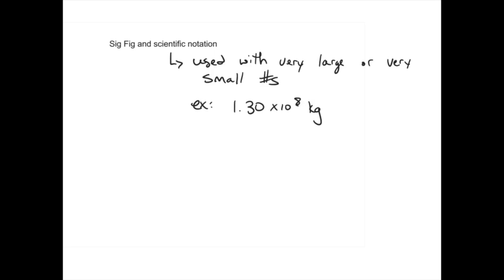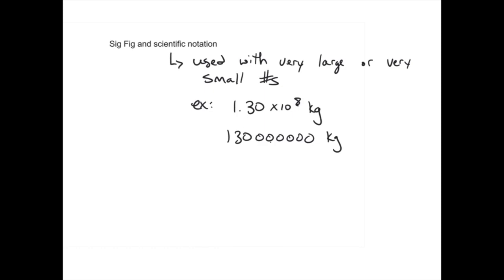I'm going to tell you how to handle significant figures when you have a number in scientific notation. Remember, scientific notation is used when you have a very, very large number or a very, very small number. An example being the number 1.30 times 10 to the 8th kilograms. If you expanded that out, you would have 130 with 6 zeros after it. Let me double count those. That indeed is correct. So this number is astronomically large. It's huge, but we would shrink it by using scientific notation.